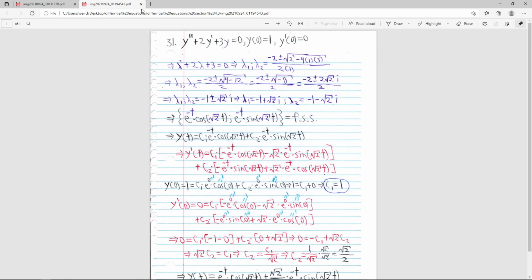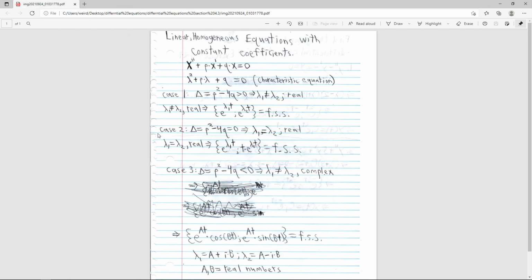And that's it for this lesson, but it's not that hard to solve. You just have to remember your cases correctly. The two real cases are very similar. You just have to remember that you add something special in: you multiply by t to one of them. When they're different, it's e^(λ1 t) and e^(λ2 t), the different lambda values. Here the lambda values are the same, so it's e^(λt) and t e^(λt) basically.